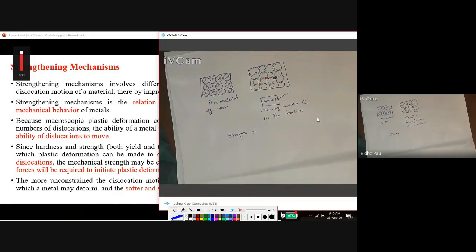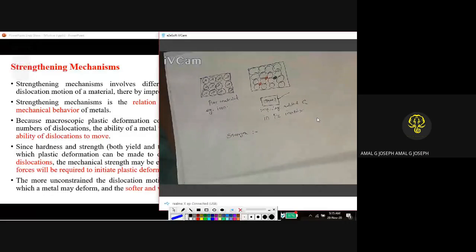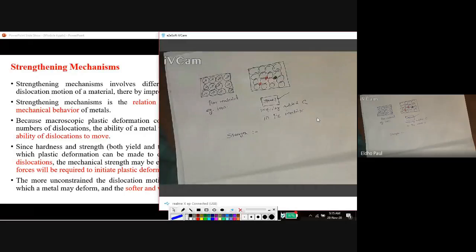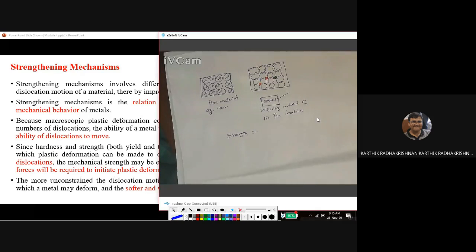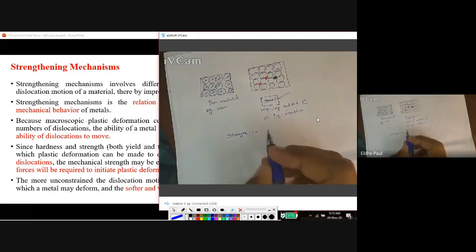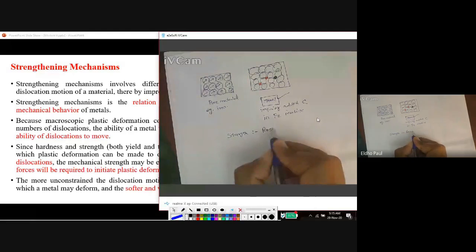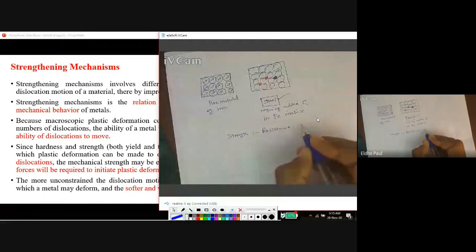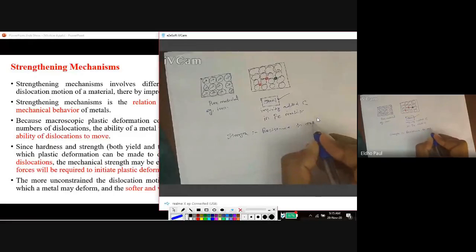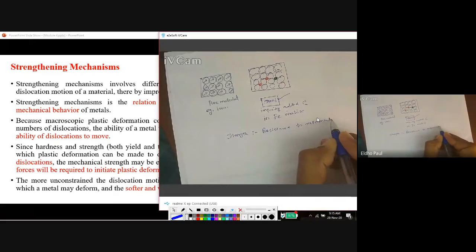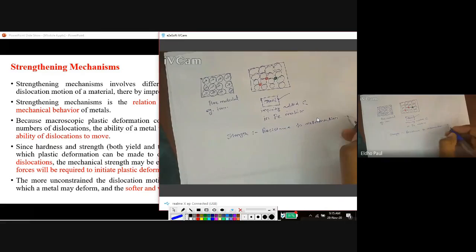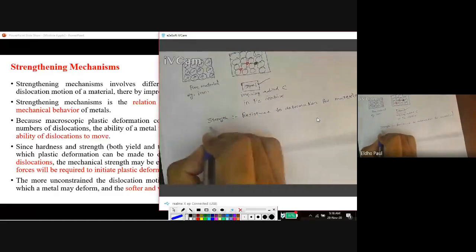ഒന്നുകൂടി പറഞ്ഞു കേട്ടില്ല. മൊത്തത്തിൽ ഉള്ള ബോഡിയുടെ resistance to deformation. Yes, sir. Yes, very good. So the resistance offered by, or resistance to deformation, for a bulk material, the entire material. Okay, that is strength. What about hardness?